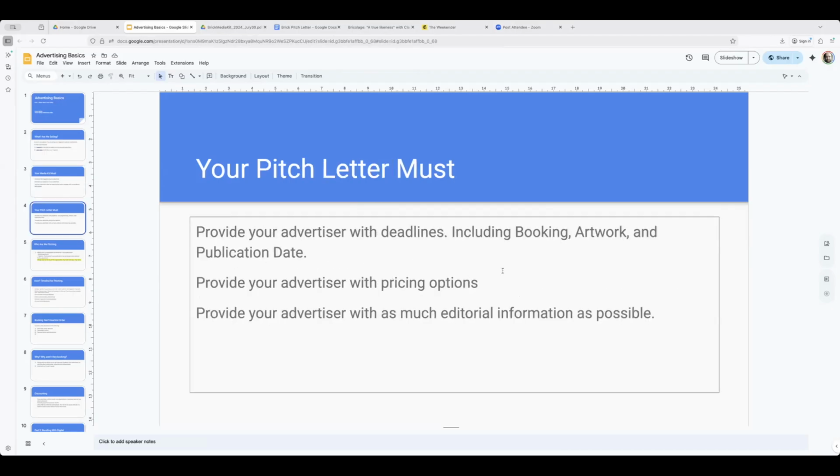And then in a pitch letter, provide your advertiser with deadlines, including booking, artwork and publication date. Provide your advertiser with pricing options. Again, how much is this going to cost? And make that information as easy as possible for advertisers to read. I tend to like bolding that information, or putting it in a different color also works really well. Some people say, oh, I don't like bold. Can you just put the information in a different color? Cool, fine. And then lastly, provide your advertiser with as much editorial information as possible.